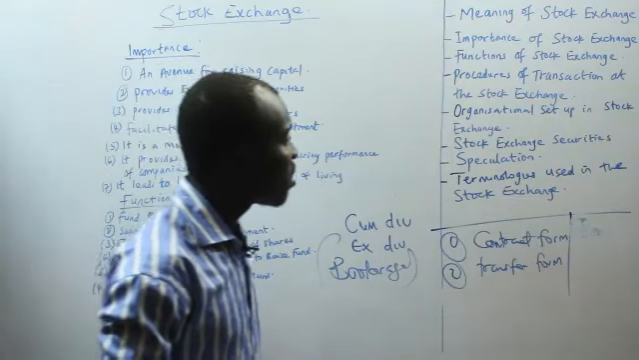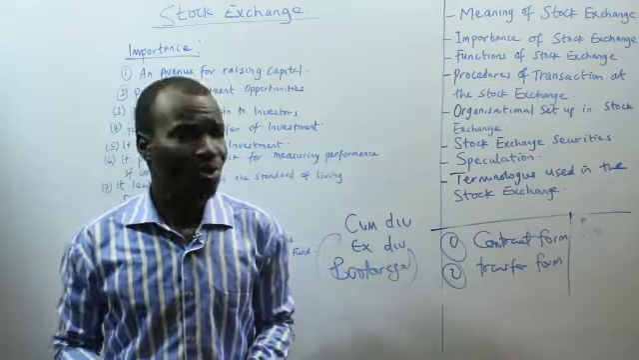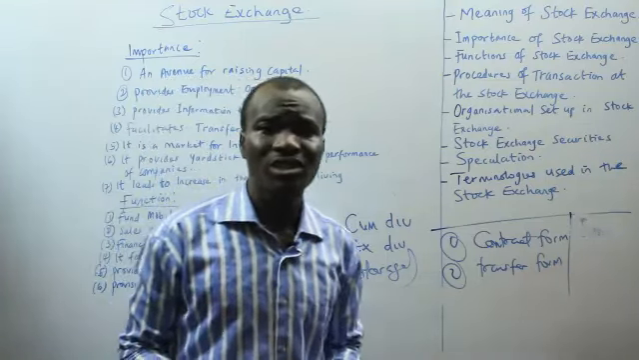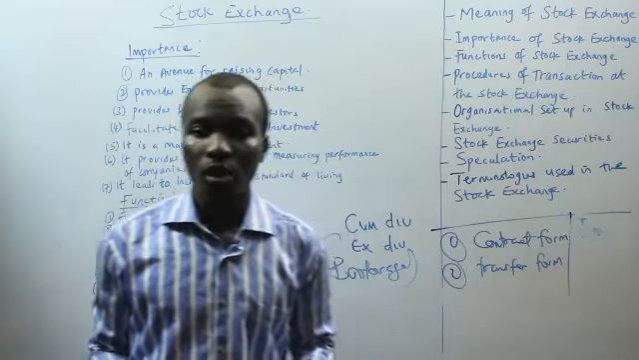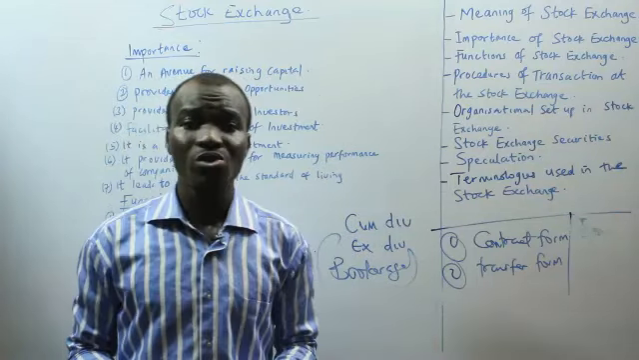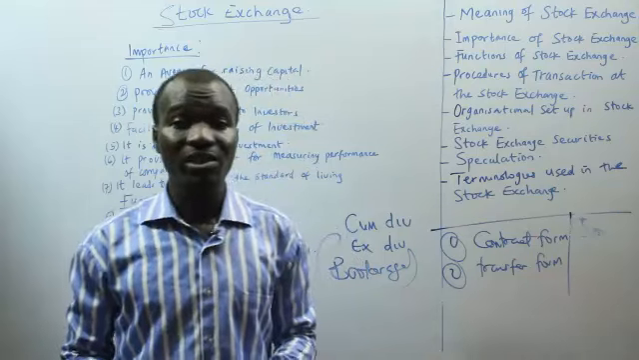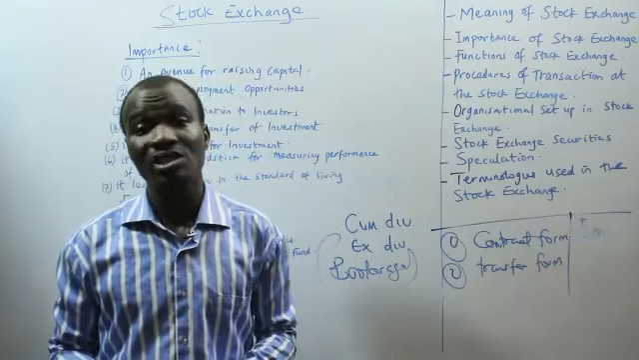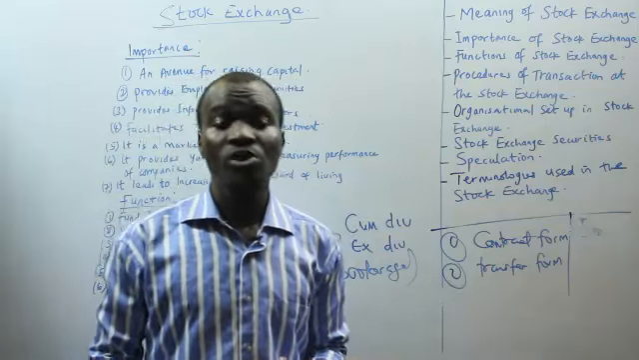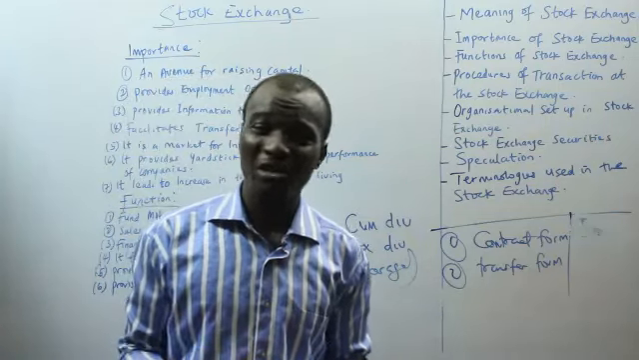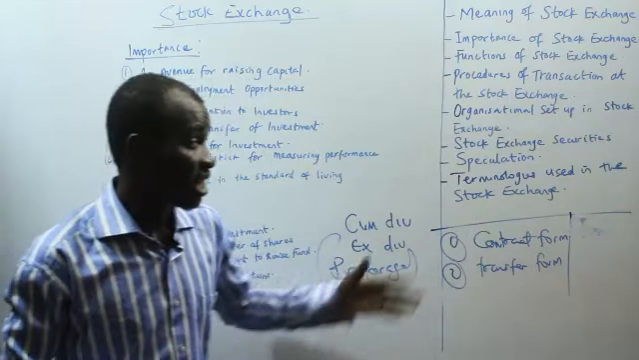Now the next thing we have is stock exchange securities. We have different categories of securities that are traded in the stock exchange. Securities include shares, debentures, gilt edge, bonds, and so on. Securities are those in which investors can invest their money. They include long-term investments, such as shares, debentures, stock, and gilt edge. These are the securities that are traded at the stock exchange.